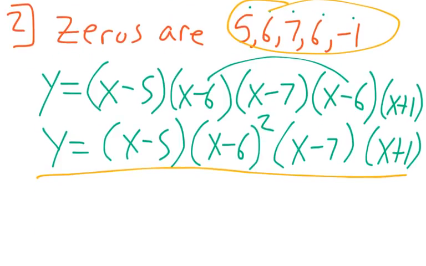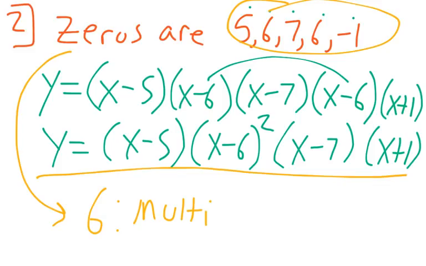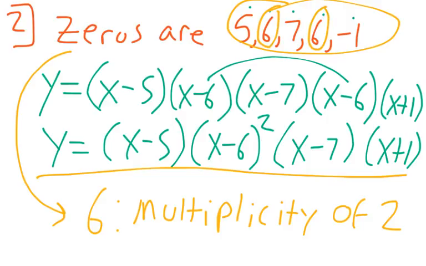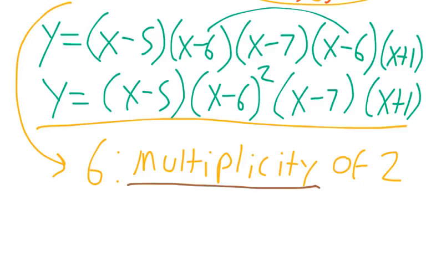One more thing as well is that the zero 6 has what's called a multiplicity. I would note that. A multiplicity, I couldn't spell it for some reason, of 2. So think about multiplicity like the word multiple, because that zero, 6, happens multiple times. How many times? 2 times. So the multiplicity is 2. So when you see this word multiplicity, that's how many times the zero occurs.